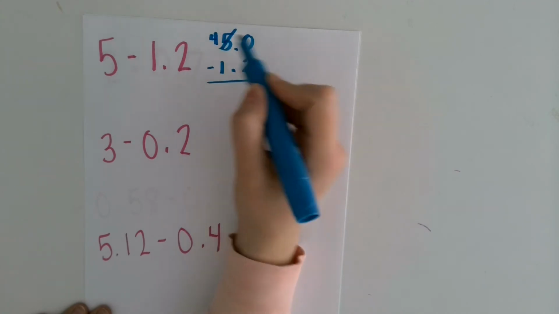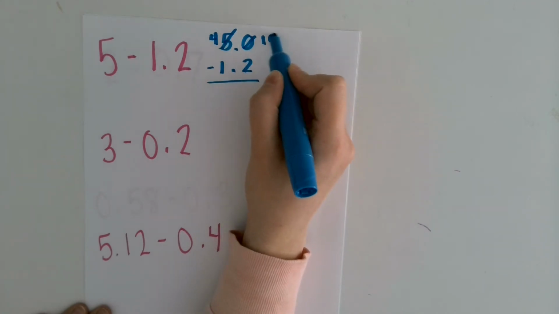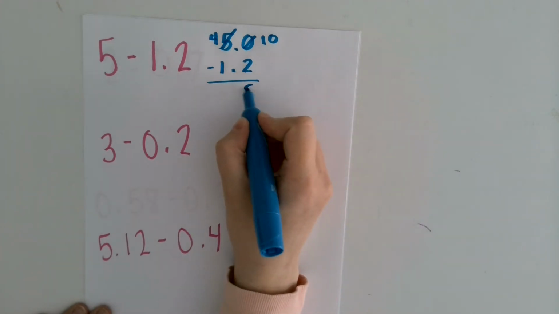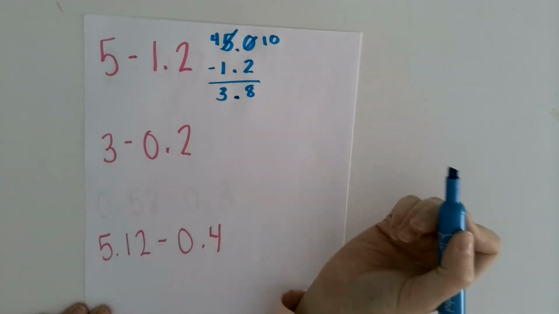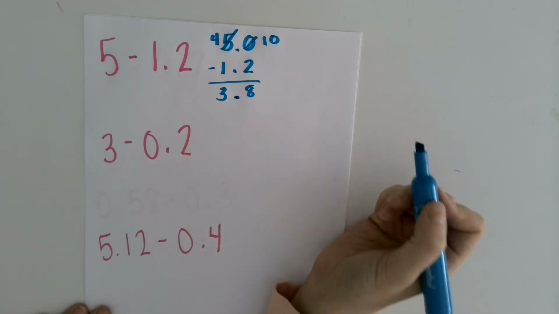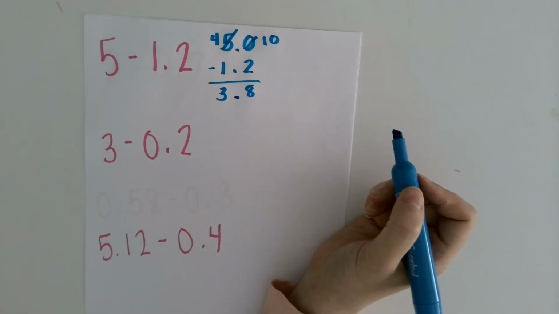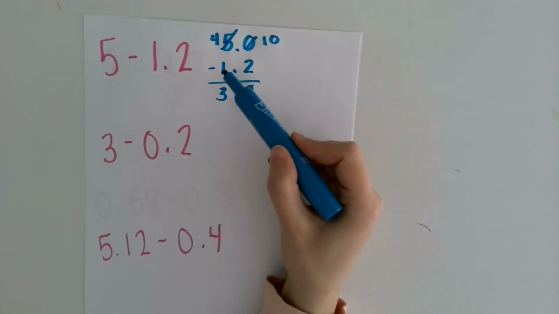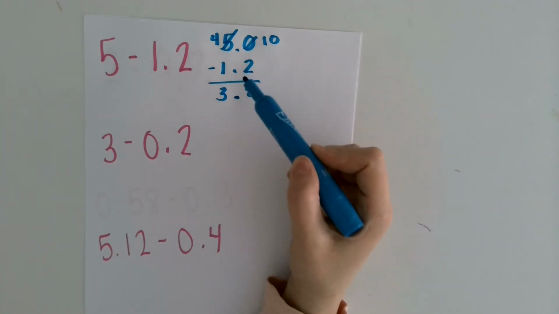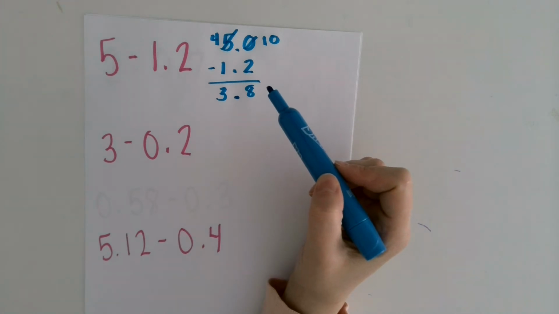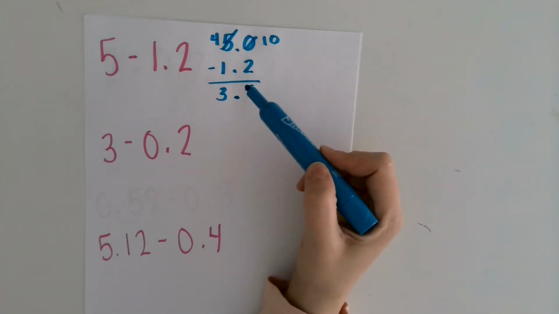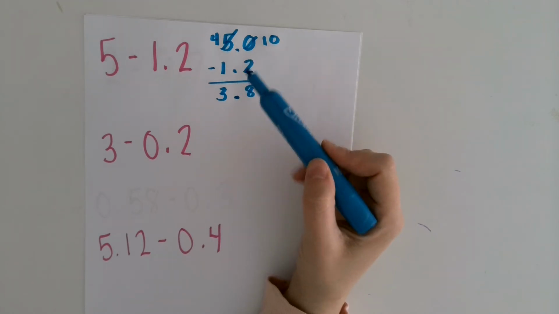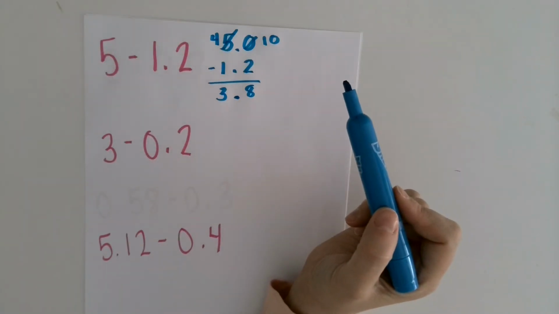When I go to subtract, I can't do 0 minus 2, so I'm going to do some regrouping. So the 5 becomes a 4, and the 0 becomes a 10. 10 minus 2 is 8, and 4 minus 1 is 3. And then that decimal point comes straight down, so I have 3.8. Some of you might be able to get this answer mentally in terms of thinking of, okay, from 1.2, how much do I have to count up until I get to 5? And if you are doing that mentally, that's okay, but it's always good to check that mental work with the algorithm to make sure that you've gotten the right answer.